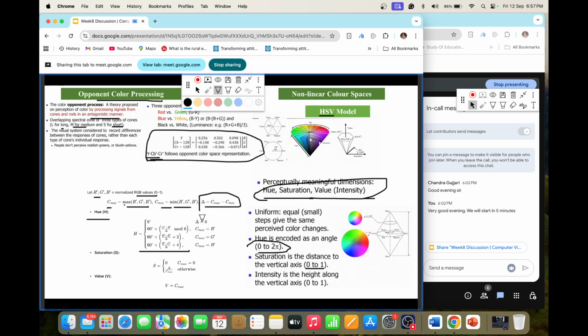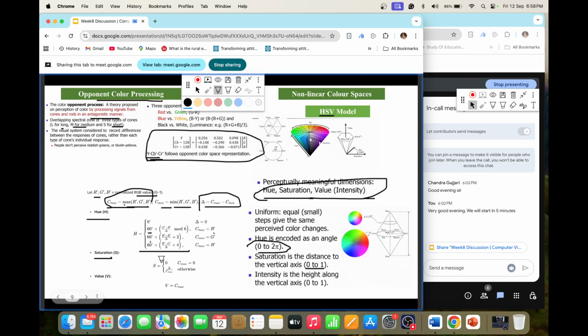If delta is 0, the hue will be 0 degrees. Otherwise, your hue will be 60 degrees times this expression if C max is R dash. So you focus on the C max. If it is R dash, then this is your hue. If it is G dash, then this formula is your hue. If it is B dash, then this formula is your hue.